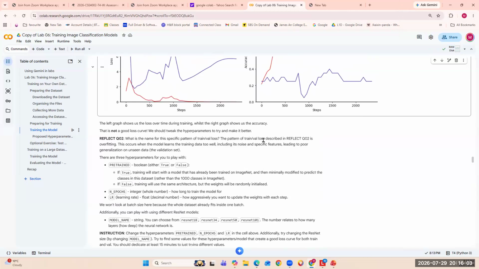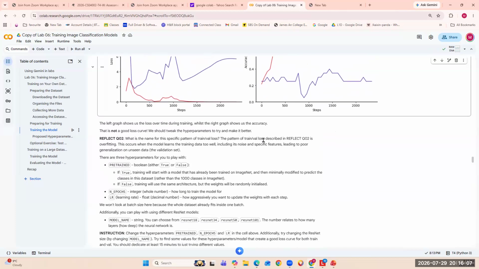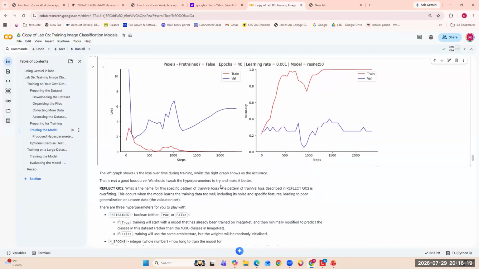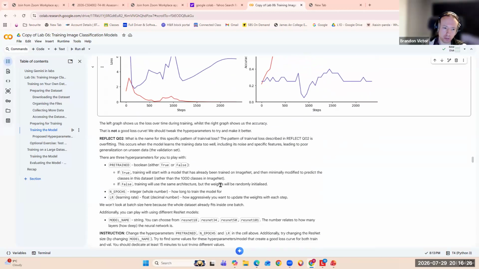Pre-trained, I thought, is the model we're using. We're using a pre-trained model and then we're fine-tuning it by adjusting the hyperparameters. No, the parameters, not the hyperparameters. The hyperparameters are what you're choosing there.